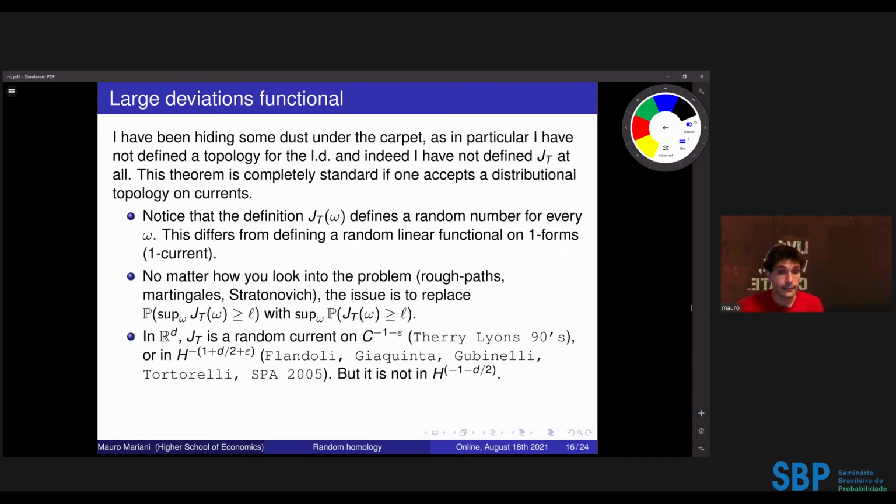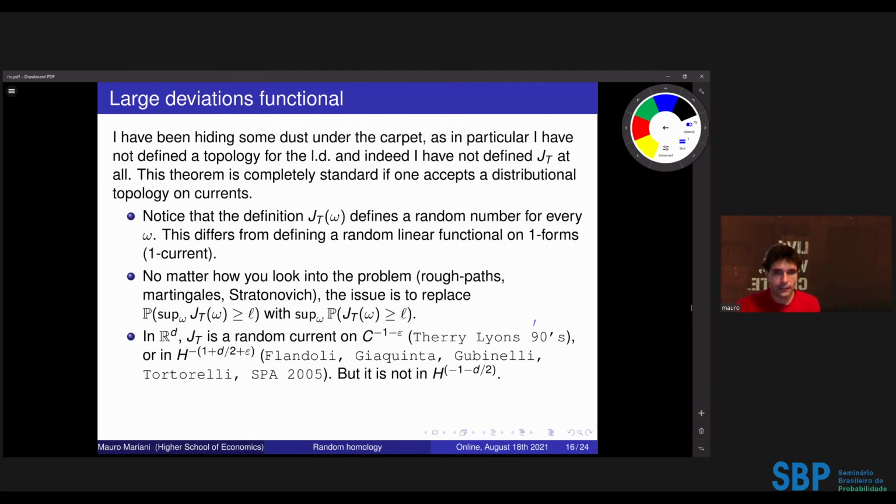So, about the existence: can I define the current? J_T is a random current in what space? I don't know the first reference, but certainly it is in this book already in the 90s, that it is in C^(-1-epsilon) for every epsilon strictly positive. And you can also define it in H^(-1-d/2-epsilon). That's a paper from 2005 by Flandoli, Gubinelli, and Priola. It's not hard to see these two things.